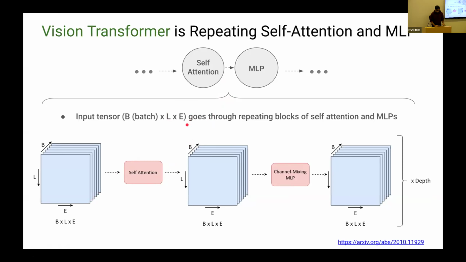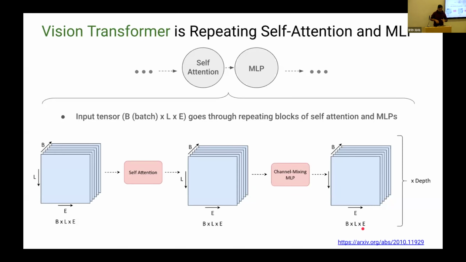If you have your input tensor, which is L cross E, where L is sequence length and E is embedding dimension, you typically have a batch of these tensors because you have a dataset over which you're optimizing. That goes into self-attention. The output of self-attention is still a tensor of that same shape. That goes into the MLP, and the output of the MLP is once again a tensor of the same shape.